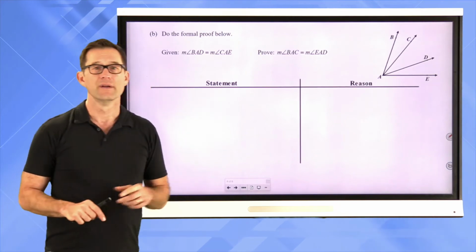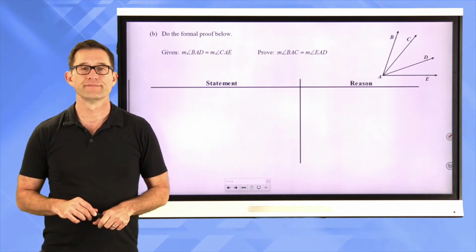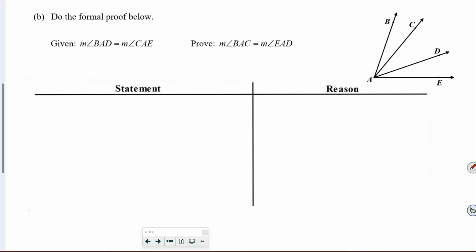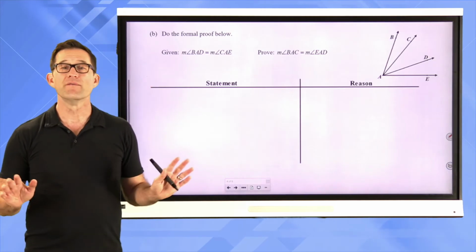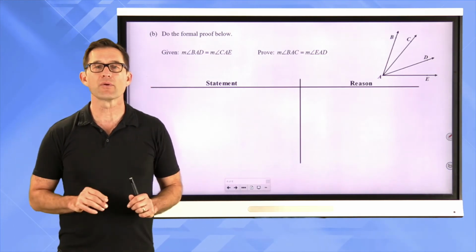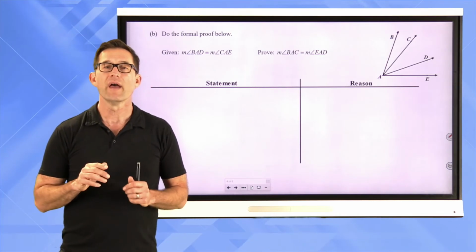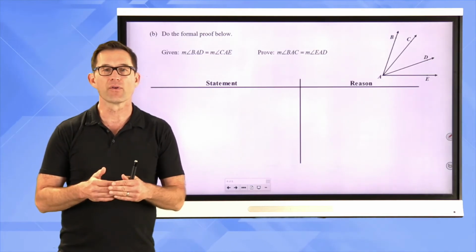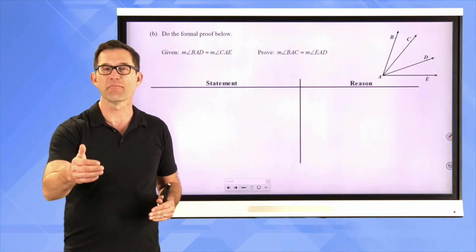All right, do the formal proof below. Given the measure of angle BAD is equal to the measure of angle CAE, prove that the measure of angle BAC is equal to the measure of angle EAD. Very, very similar. Look at how similar this is going to be to my last proof, except here we're going to be subtracting out the overlapping portion instead of adding it back in.